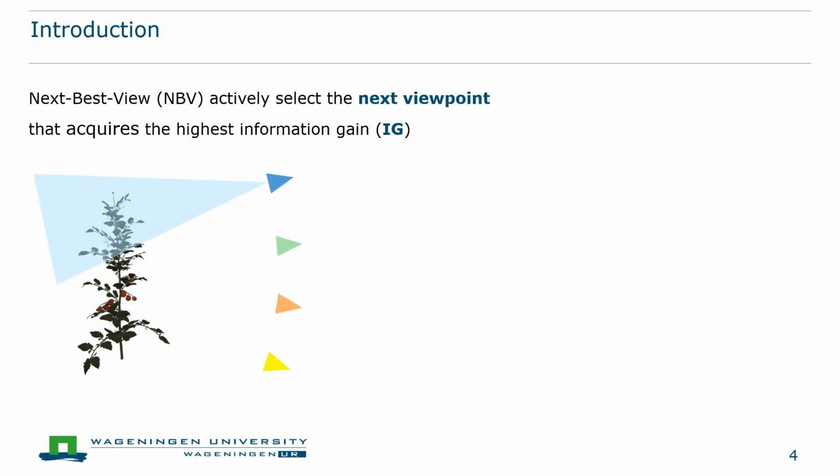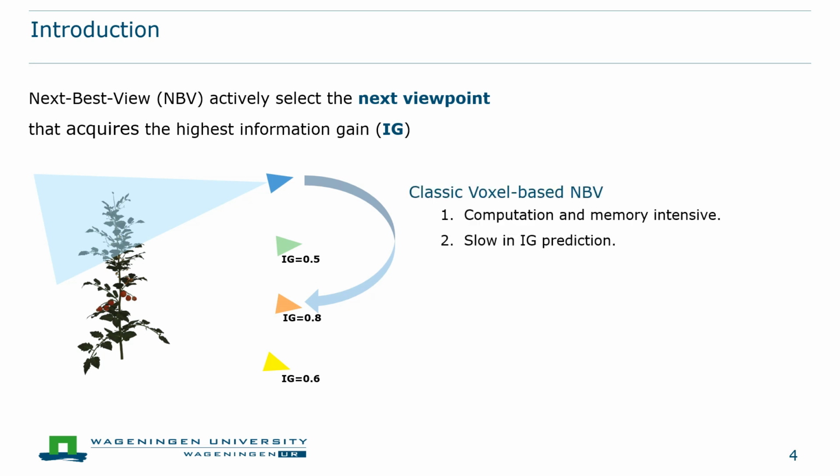Alternatively, the next best view method is being used more and more in recent years to solve this problem. Instead of visiting all kinds of viewpoints, the next best view system estimates the information gain for each view and selects the viewpoint with the highest information gain as the next camera pose. Classical voxel-based NBV has been commonly used, even in agriculture domain. But this method is computation and memory intensive. It relies on intensive raycasting operations, so it is very slow in information gain prediction.